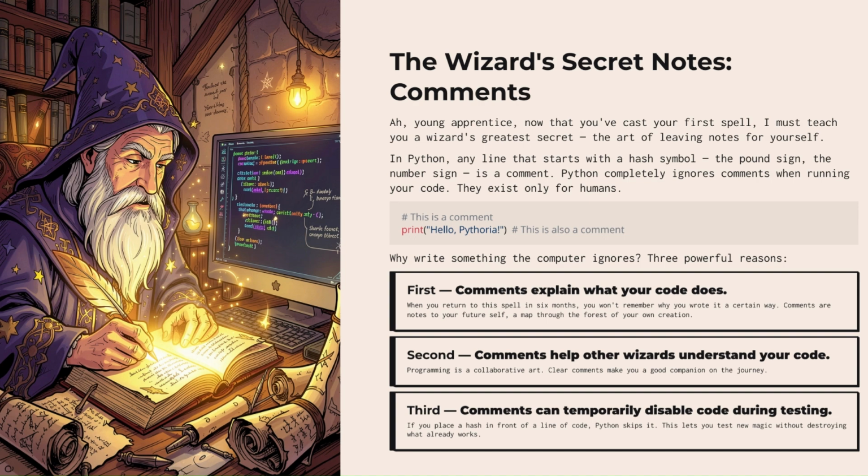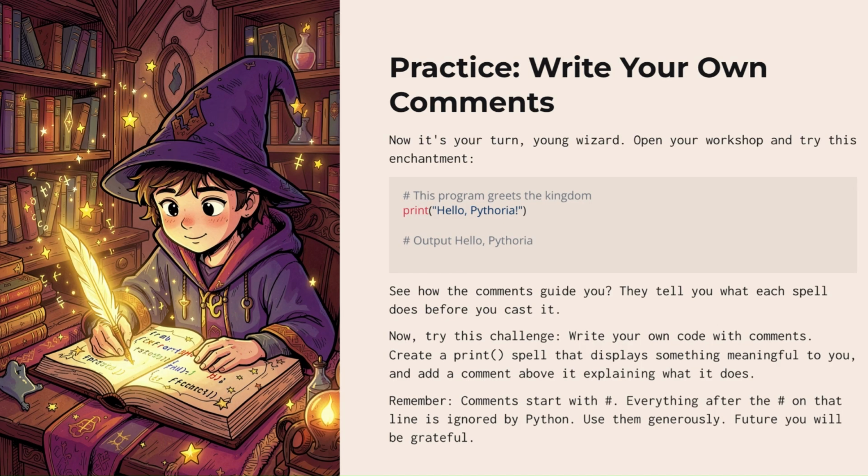Here's an example. I write, hash space, this program greets the kingdom. Then on the next line, print, open parenthesis, single quote, hello, Pythoria, single quote, close parenthesis, space, hash space, output, hello, Pythoria. When this runs, only hello Pythoria appears. Both comments are invisible to Python. But any human reading this code understands what it does and what output to expect. This habit takes 5 extra seconds and saves hours of confusion later.